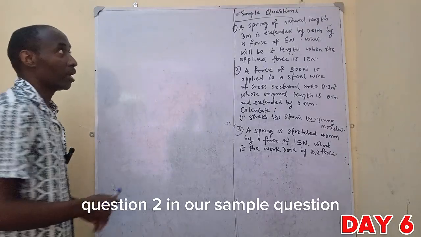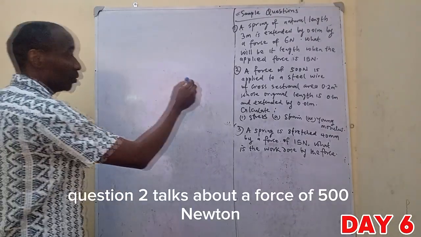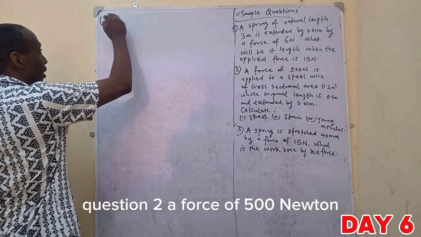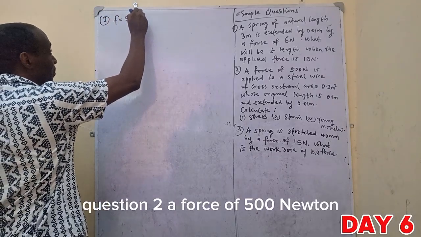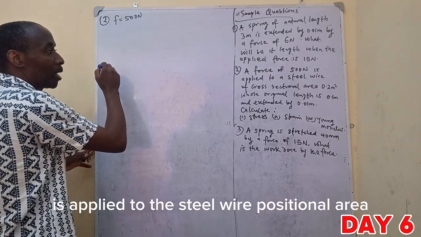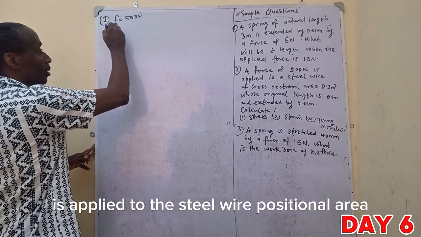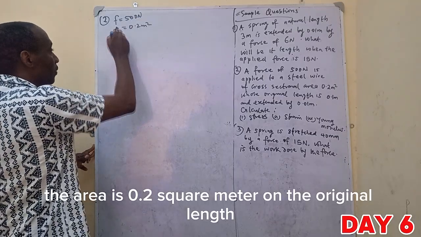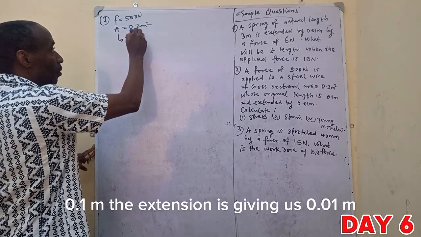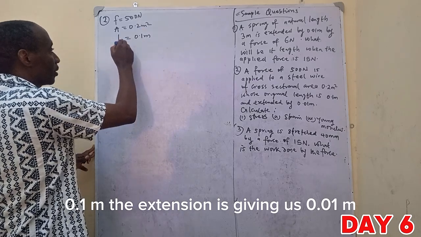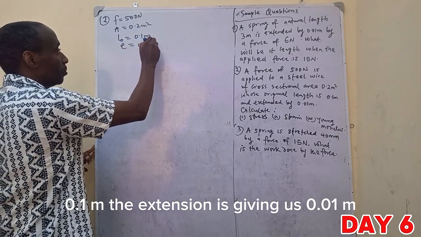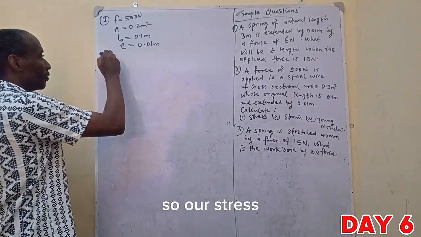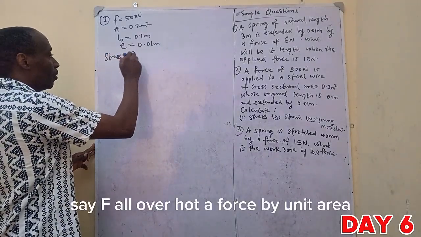Question 2 in our sample questions talks about a force of 500 Newton. A force of 500 Newton is applied to a steel wire of cross-sectional area 0.2 square meter. Its original length is 0.1 meter. The extension is given as 0.01 meter. We are asked to calculate the stress. So our stress is F all over what?